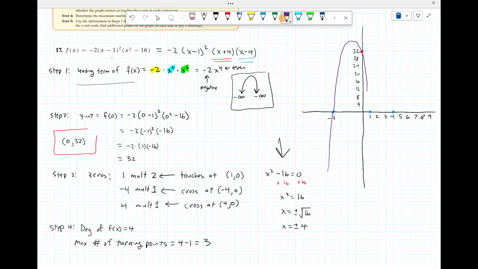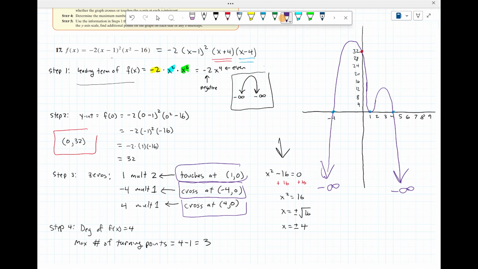And notice that it crossed at -4 so far. Now when I get to 1, it's going to touch and turn around. So let's do that part. It'll look something like this and turn around. When I get to the next x-intercept, which is 4, it's going to cross. So this will go up and then down. And notice that I'm going to -infinity on both sides. Now this is just a sketch of the graph, but it's a good place to start.